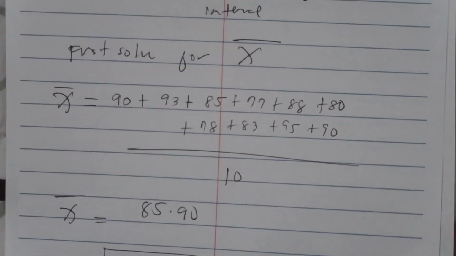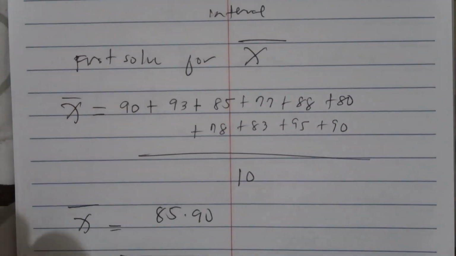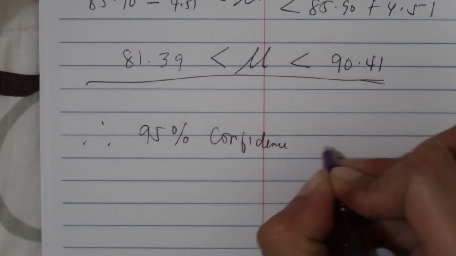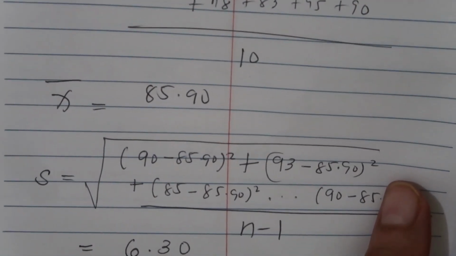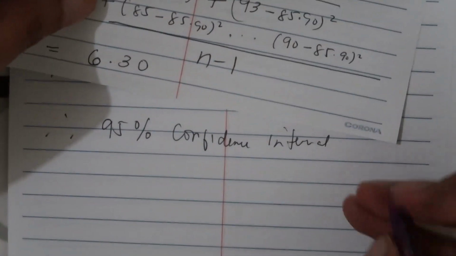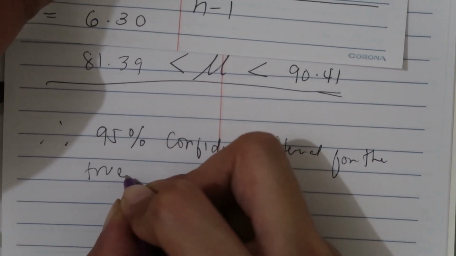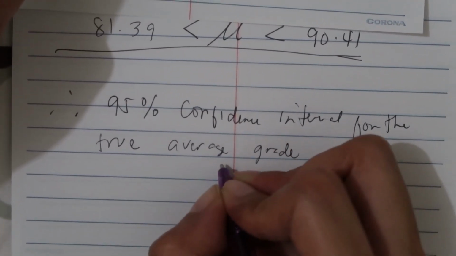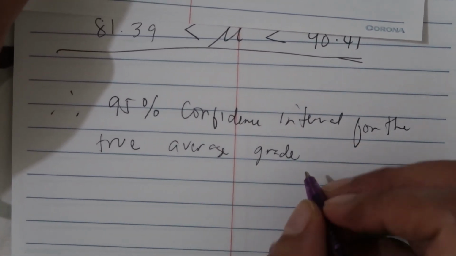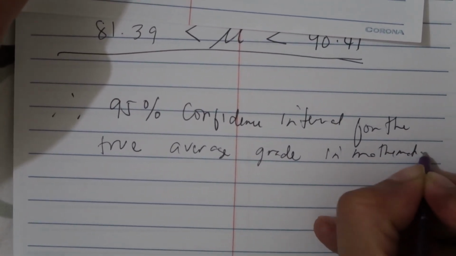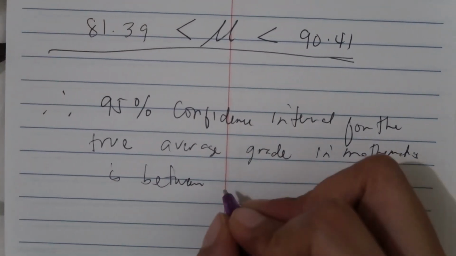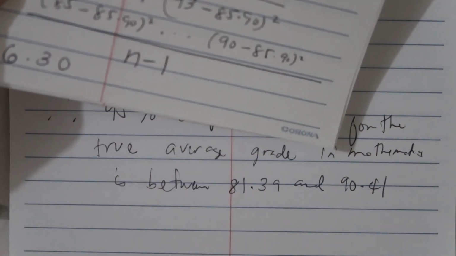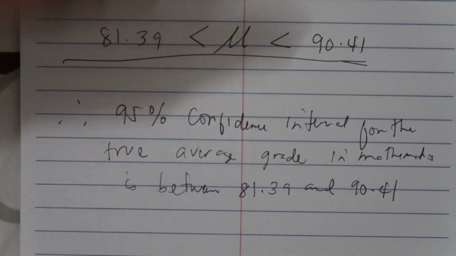So what is the interpretation? Therefore, the 95% confidence interval for the true average grade in mathematics, when we say average we are referring to the mean, is between 81.39 and 90.41.